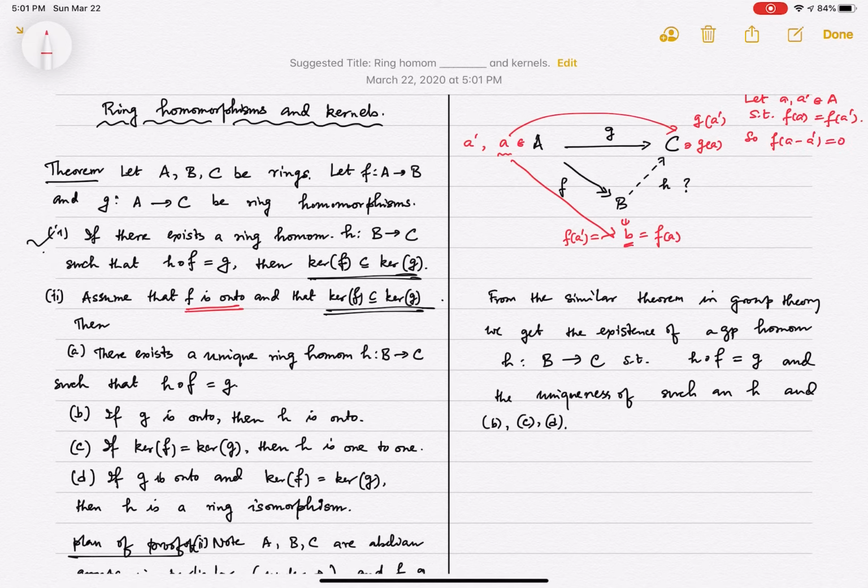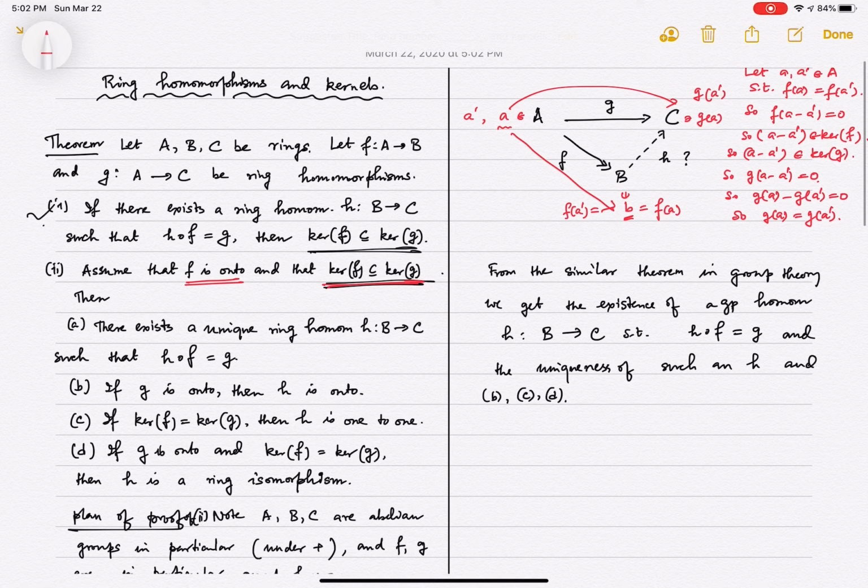That means what? That means that the difference is in the kernel of F. And exactly here you see the condition on the kernels. The key condition comes into play. If this difference is in the kernel of F, then it's also in the kernel of G, because the kernel of F is in the kernel of G. So G of a minus a prime is 0, and that implies G of a minus G of a prime is 0. So G of a is G of a prime. So indeed, if we pick different elements a and a prime mapping to b, then they would go to the same place when we apply G to them. Our condition on the kernel ensures that.